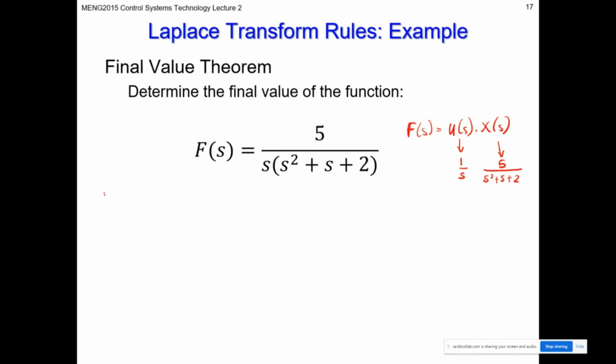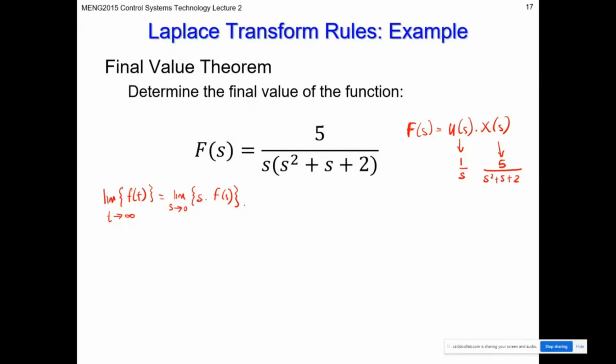To determine our limit now, we're going to apply our final value theorem, and we'd like to know what the time behavior of this system is as time goes to infinity. We just said that since we're dealing with an s transfer function, we're going to look at the limit as s goes to 0 of s times our f of s.